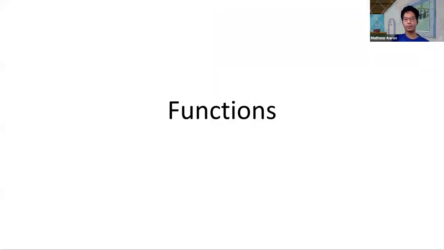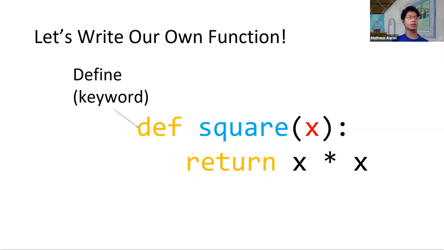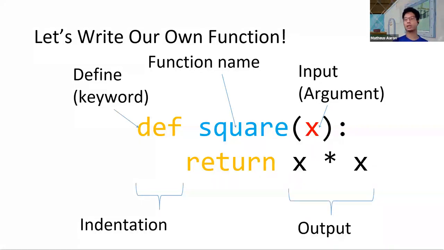Okay, cool. So I hope everyone is ready. We'll start talking about functions. This is how a function looks like, where we have the define keyword over here, and then the function name, and then the input or argument, in which a function does not necessarily have to have an input or argument. Then an indentation to indicate that this is a part of the function, and then an output which is indicated right after the word return, which is the return statement. One thing I want to mention here is that it is not compulsory for a function to have a return statement.